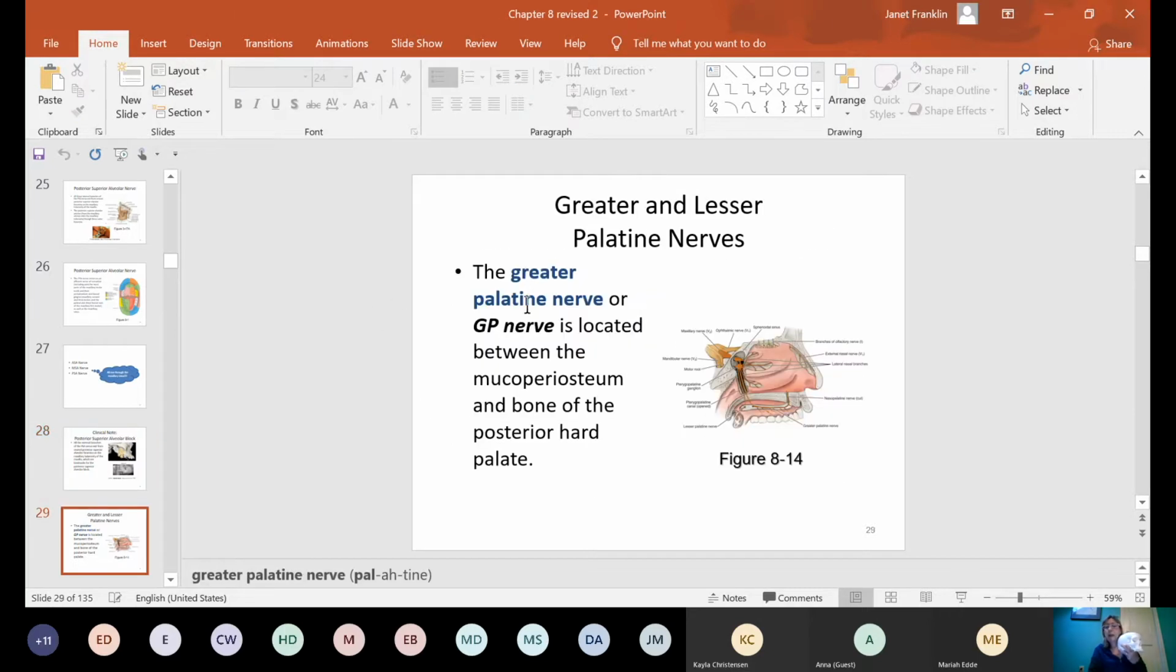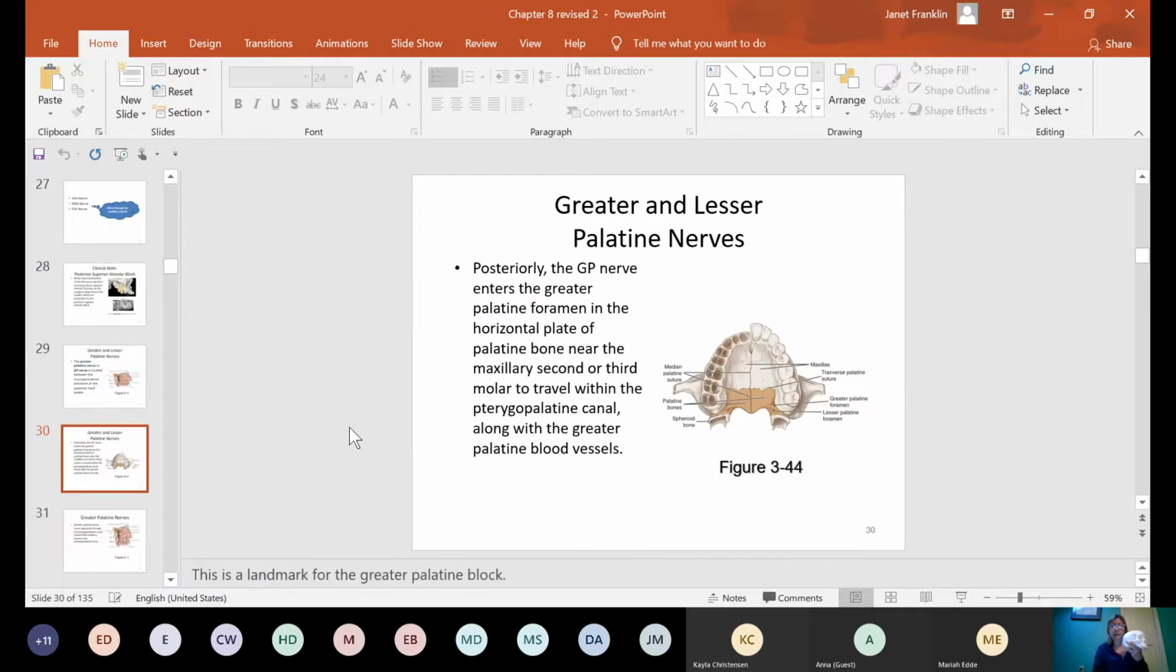Then we've got the greater palatine nerve, which also comes off of that maxillary division, and it's going to innervate the posterior hard palate. So in other words, the hard palate where your molars and premolars are. And there's a picture of your palate. If you remember, this bigger hole right here is your greater palatine foramen.